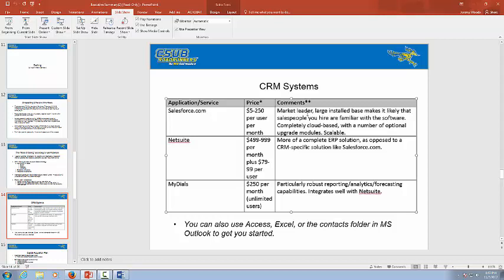NetSuite and MyDials are a couple of other ones that are good. And in addition to that, you can use Access, Excel, or the contacts folder in Microsoft Outlook to get started as well. You don't have to buy a sales management software, but as you grow, it's going to be much easier to manage your sales contacts if you have a sales contact management software like Salesforce.com, rather than continuing to keep track of leads in an Excel spreadsheet or an Access database.